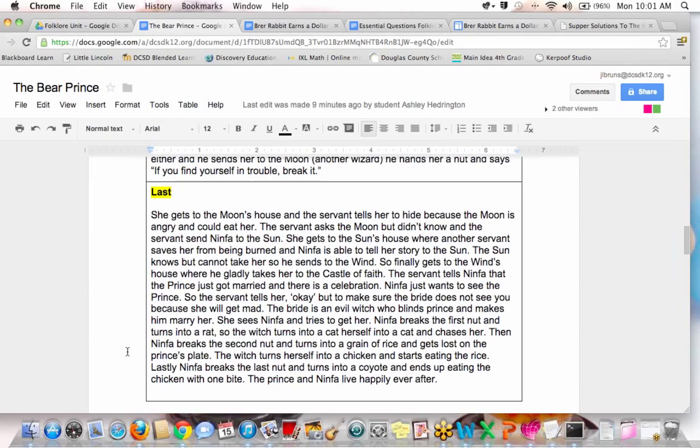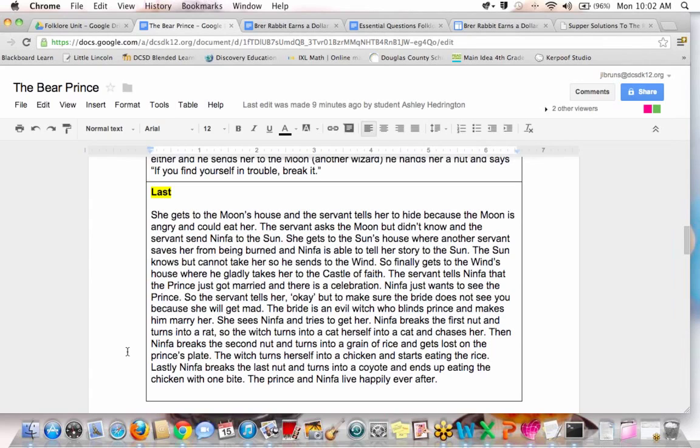The bride is an evil witch who blinds the prince and makes him marry her. She sees Ninfa and tries to get her. Ninfa breaks the first nut and turns into a rat. So the witch turns into a cat herself and the cat chases her.